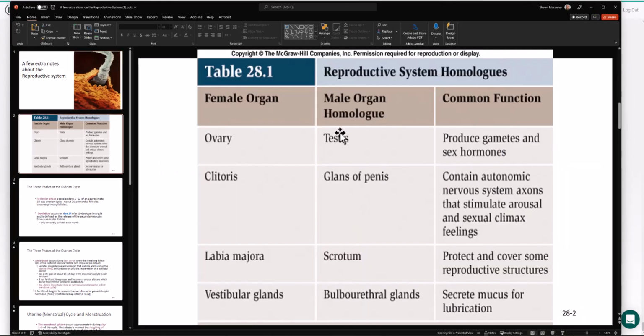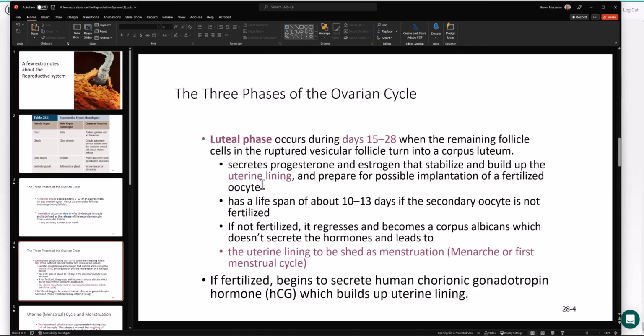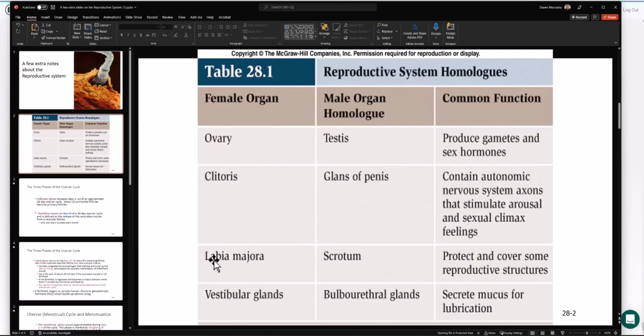So here we go. I mentioned early in the presentation that there are homologous structures. Again, these are just structures that are formed from the same embryological tissue. So the ovary and the testes are homologous. The clitoris and the glans of the penis: the clitoris and the tip of the penis are both tissue with a lot of nerve endings and involved in sexual arousal. Then there's the scrotum and the labia majora. I mentioned that earlier. And then also, you've been learning about the bulbourethral glands in the male, but there are also those vestibular glands, also called the Bartholin glands, in the female, again for the purpose of lubrication.